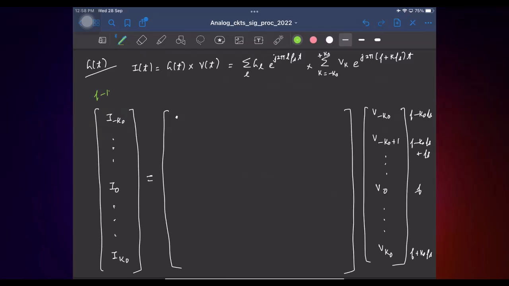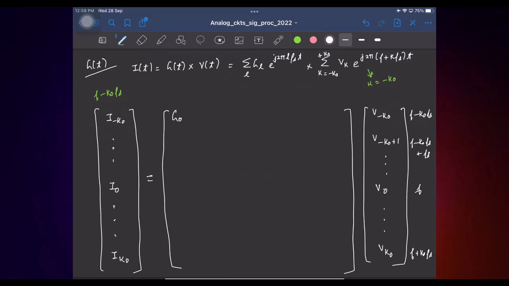This is f minus k naught fs. So we have V minus k naught, which is the voltage at f minus k naught fs. Here basically k is minus k naught, right? So this is multiplying with one of the terms here to generate a current at this frequency. It should be G0, right? Because the voltage is already at the same frequency, so 0.